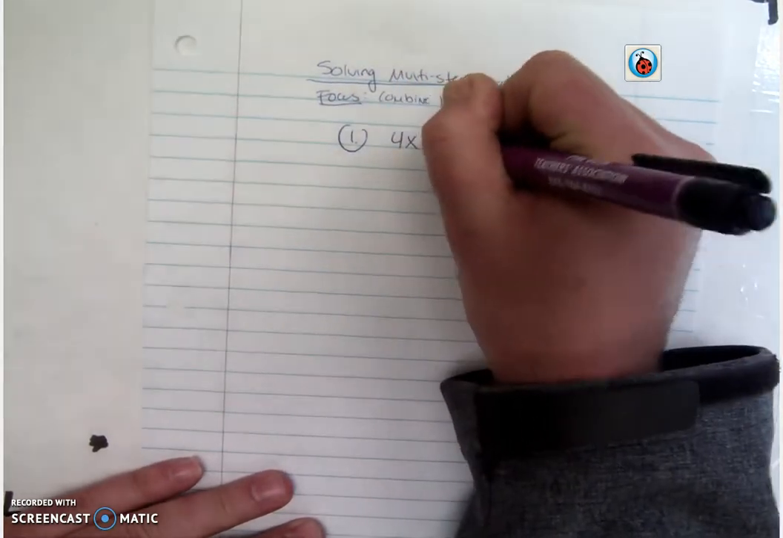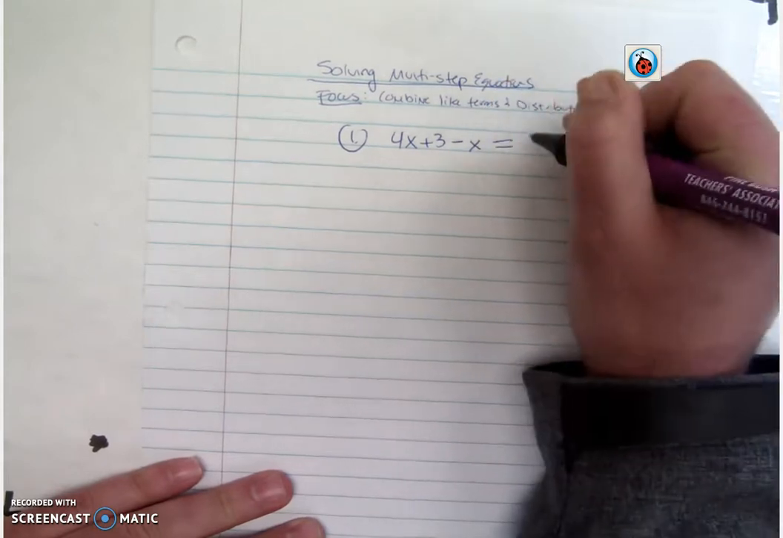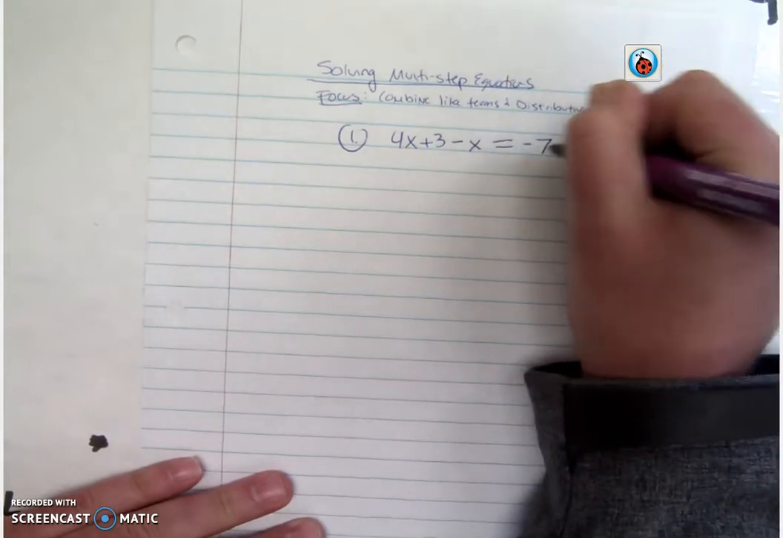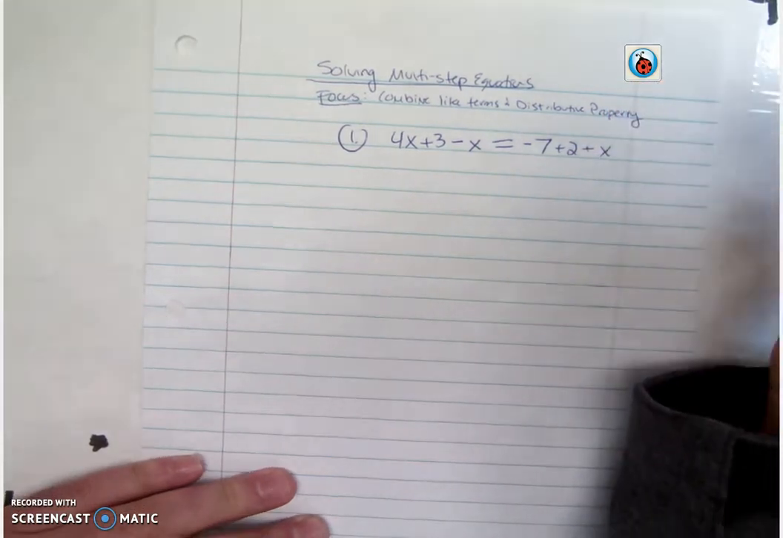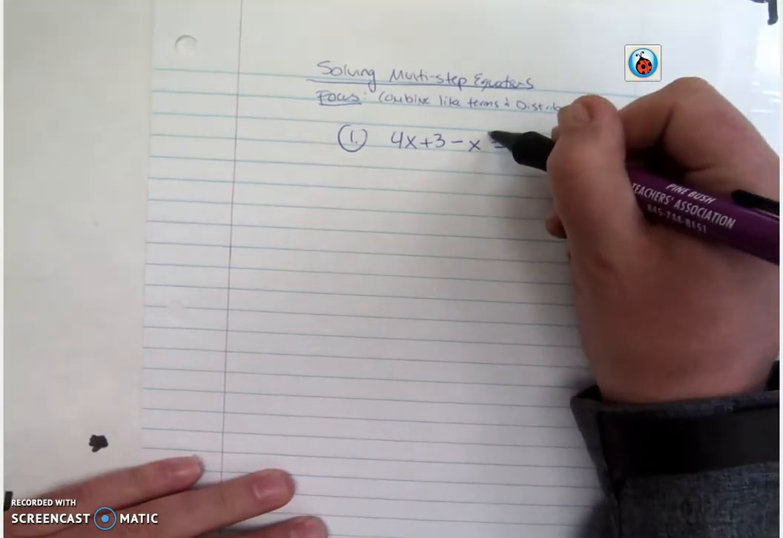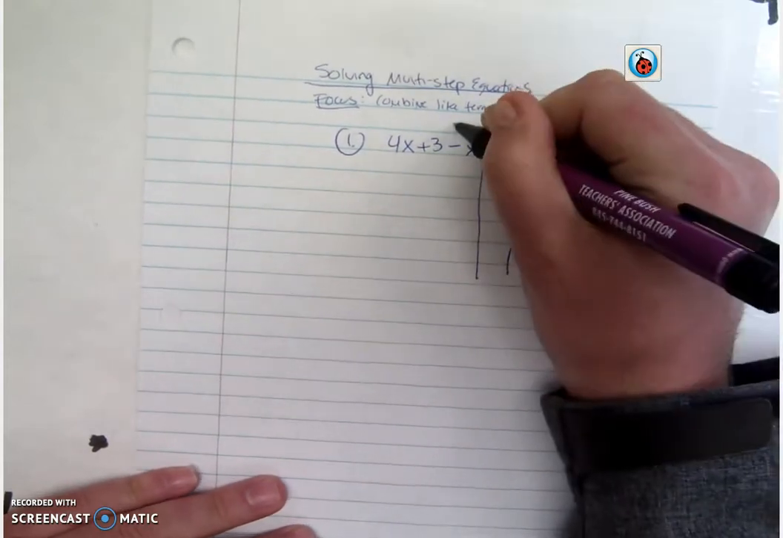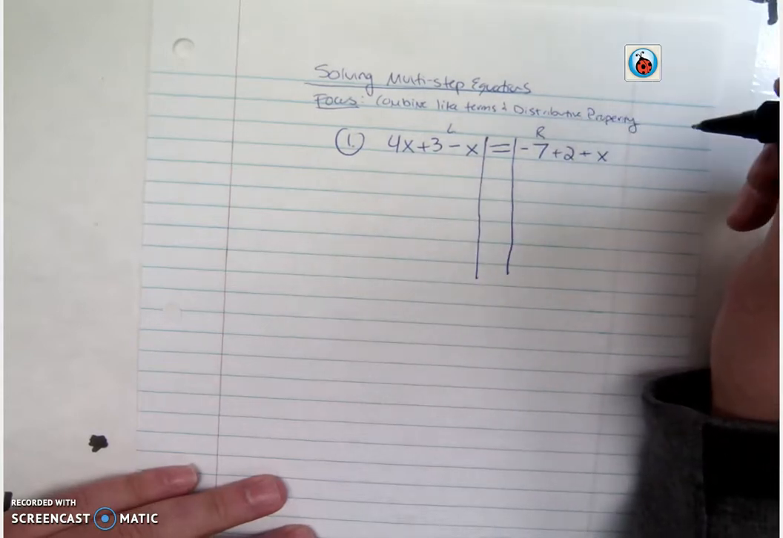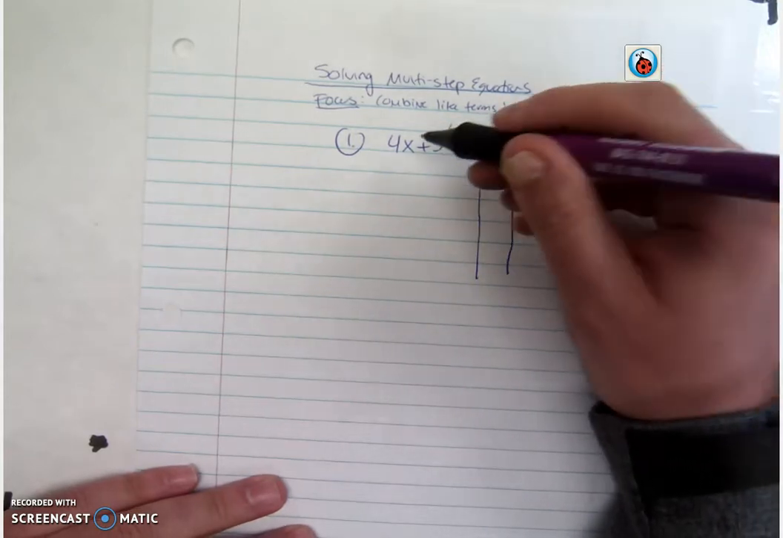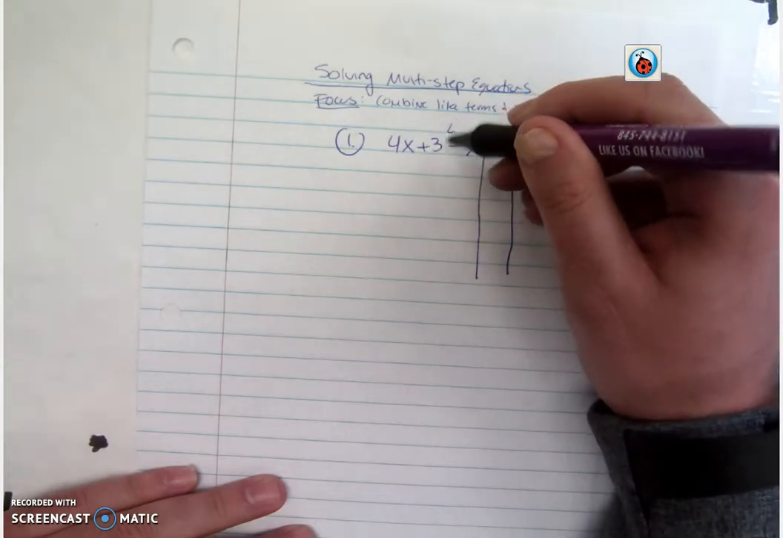We have 4x plus 3 minus x equals negative 7 plus 2 plus x. So the first thing we want to do here, like always, is separate the left side from the right side by drawing our wall, okay, down the equal sign. Next thing we want to do is scan the problem to see if we can combine any like terms.